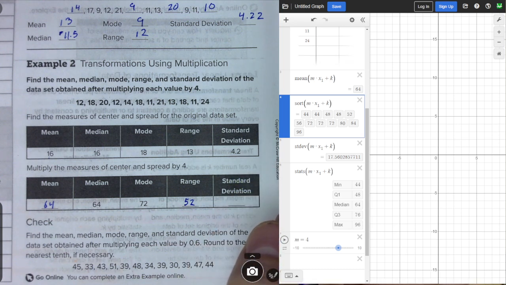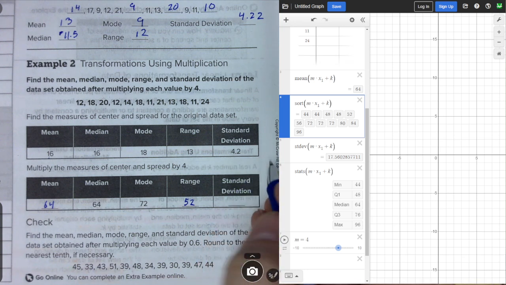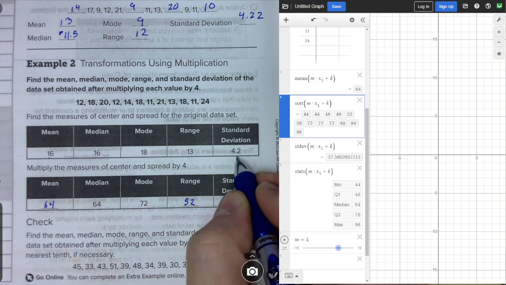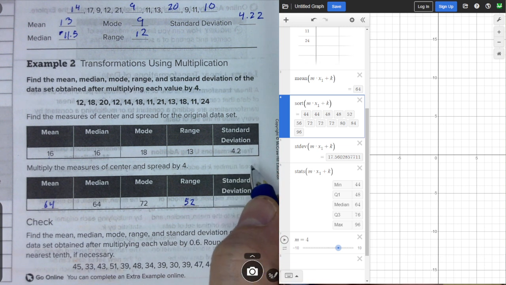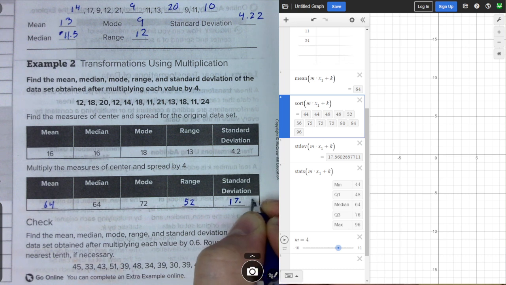Standard deviation. Ooh, this is where it's a little bit different. Oh, because theirs is calculated differently. Yeah, so the problem is their standard deviation was calculated with less certainty than ours. So when we multiply, theirs will be different. So again, please just go with what we have on Desmos.